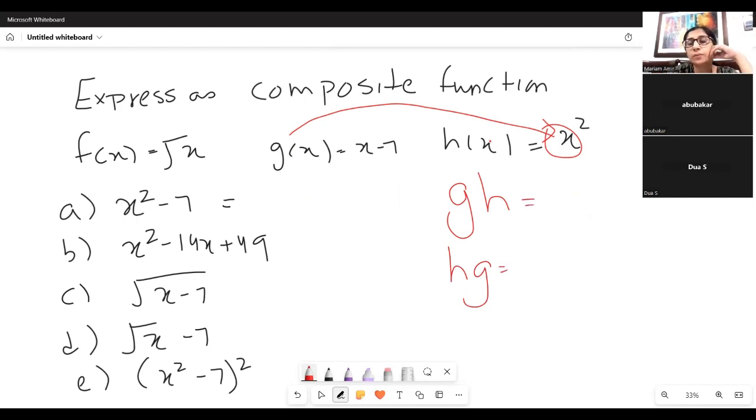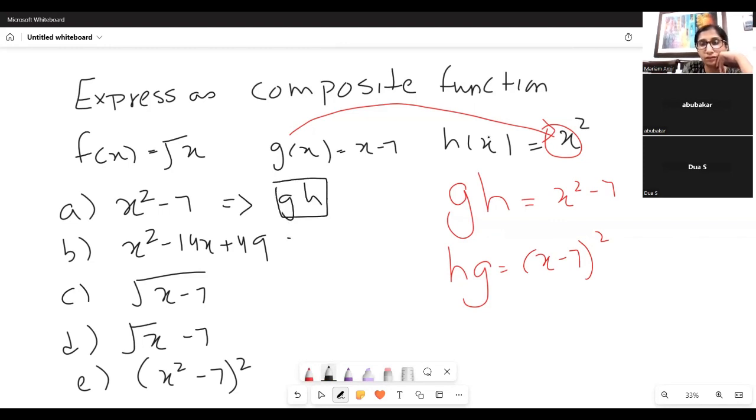Yes. Abu Bakr, tell me what will gh be? It's x squared minus 7. Correct. And what will hg be? x minus 7 whole square. You have to take g inside h. Yes. So it will be x minus 7 whole square. Yes. So the first one is gh. This is gh.